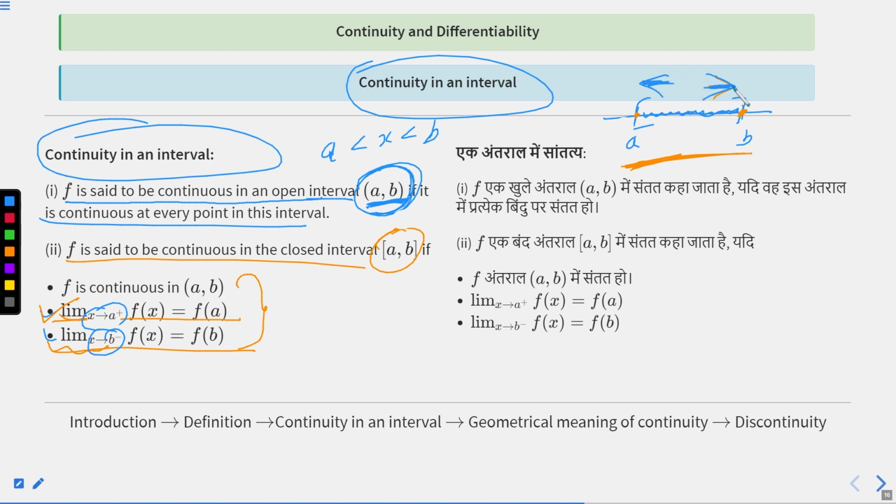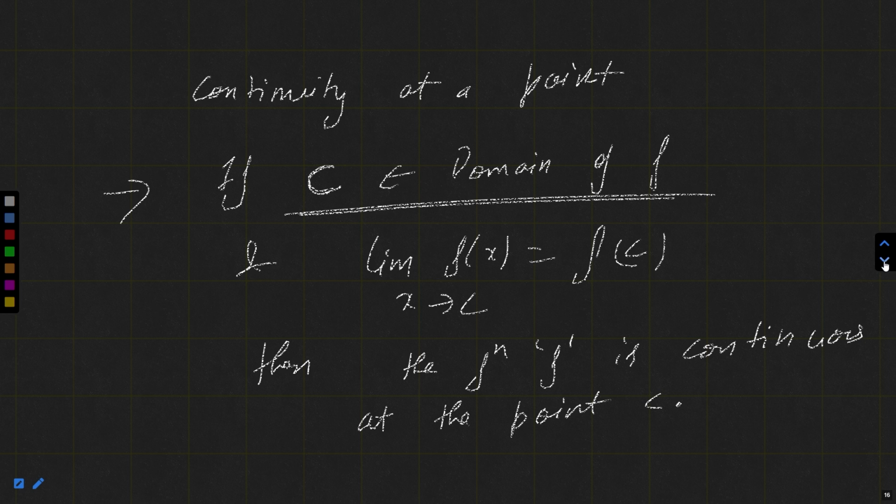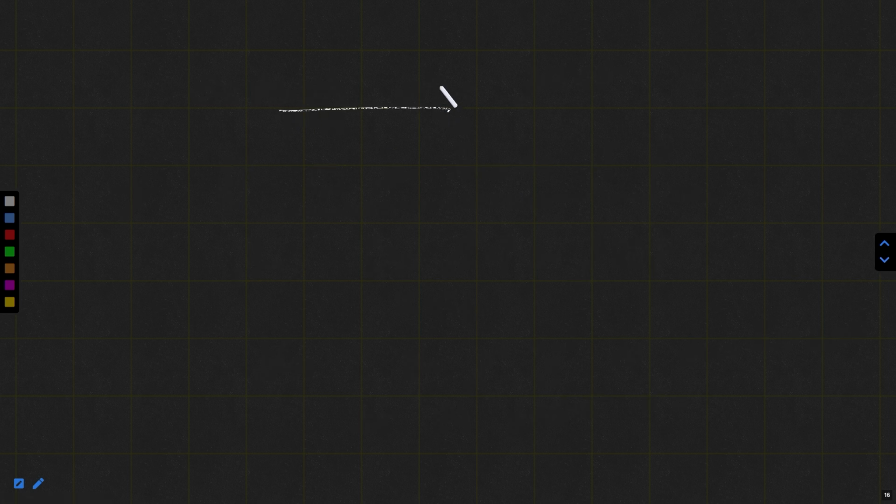Okay, clear? So you can take an analogy like this: you are walking and you face a wall. If you are here, then you can move in this direction or in that direction. But if you are standing just here, just touching the wall, then you cannot move further. The only direction you can move is this direction.